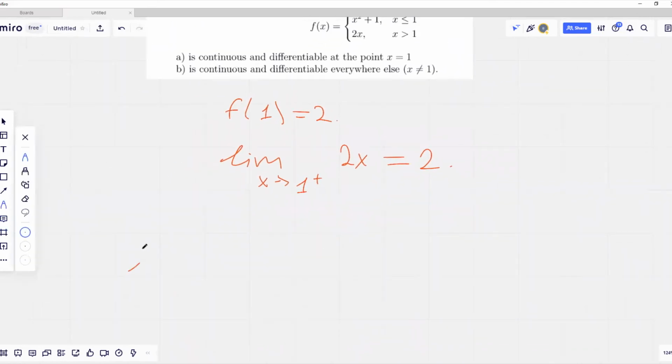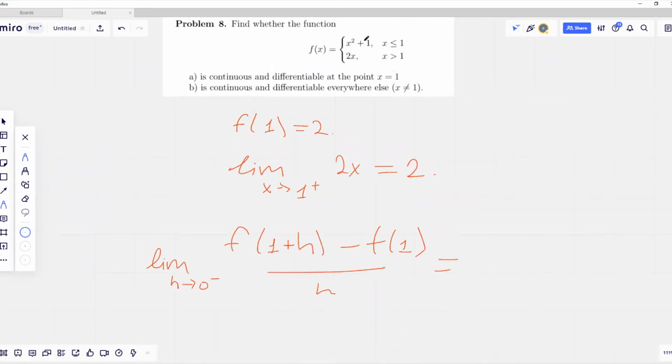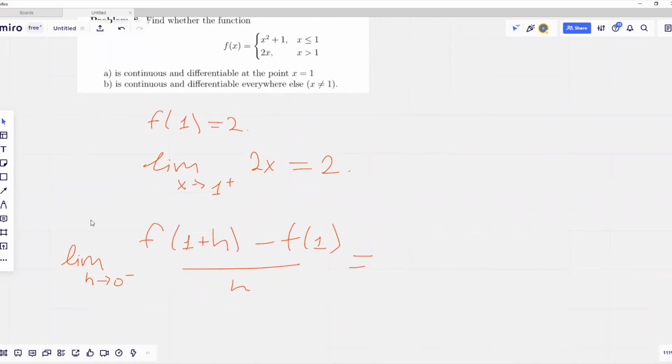So first, let's find a limit when h is approaching 0 from the left side of f of x plus h minus f of x divided by h. We are checking for point x is equal to 1, so we need 1 instead of x here. If we add some value that is slightly less than 0, then we'll end up with a value of function f at a point where it's slightly less than 1. So we have to use this function, x squared plus 1.